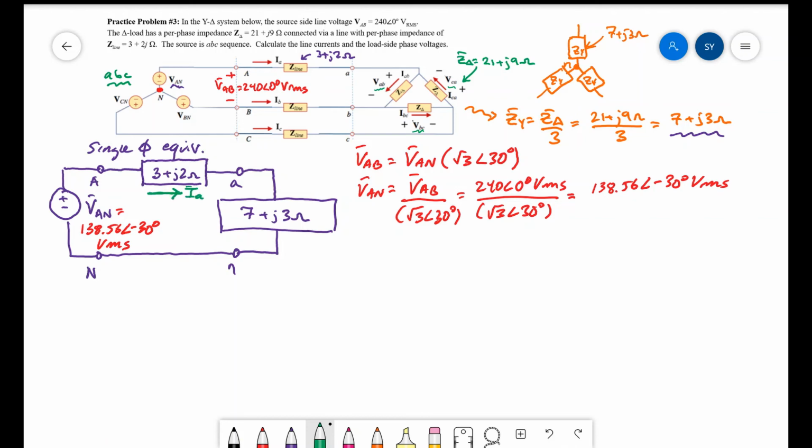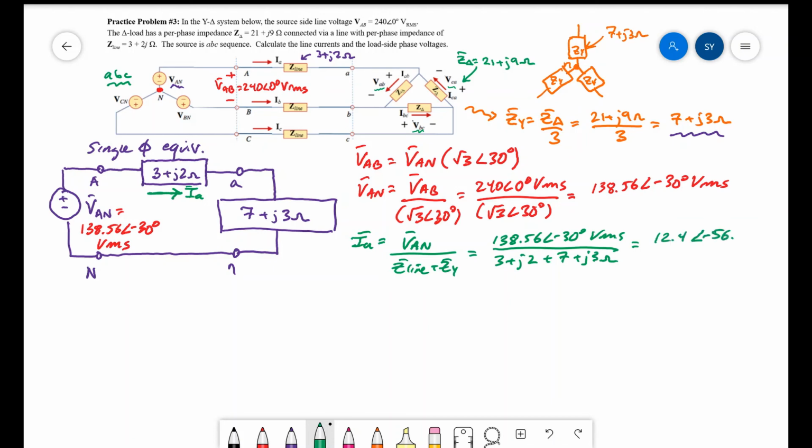I use Ohm's law to solve for IA, or in this case IA is going to be equal to the source voltage, V capital AN, divided by the total impedance of my single-phase equivalent. That's my Z line plus ZY. With some numbers, that's my 138.56 angle minus 30 degrees volts RMS, divided by 3 plus J2 plus 7 plus J3 ohms. That yields 12.4 angle minus 56.6 degrees amps RMS.